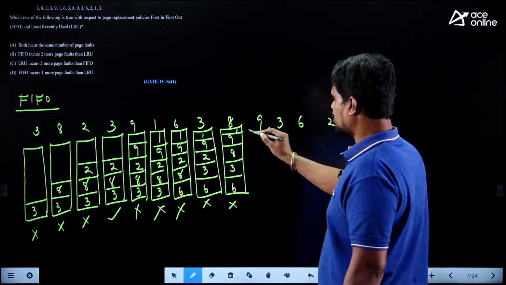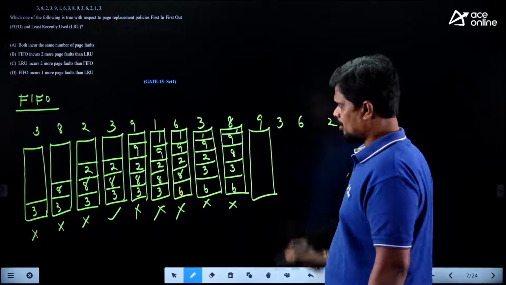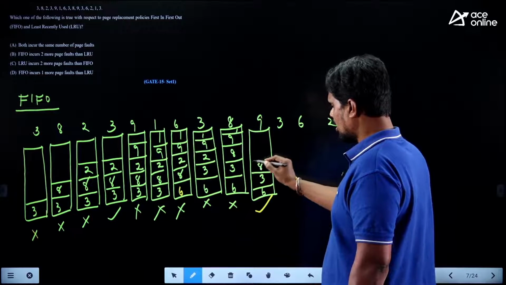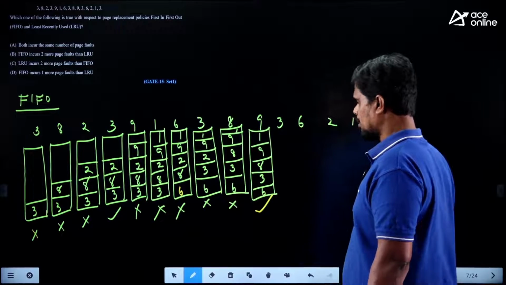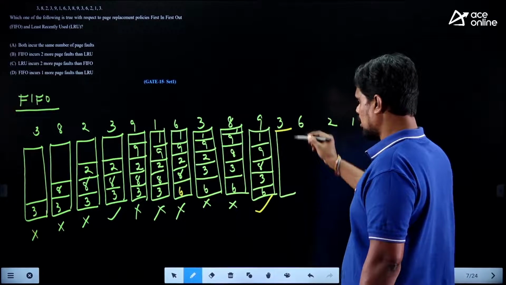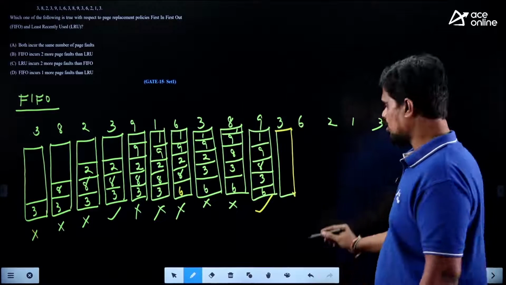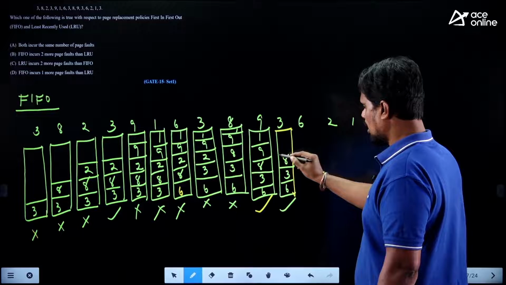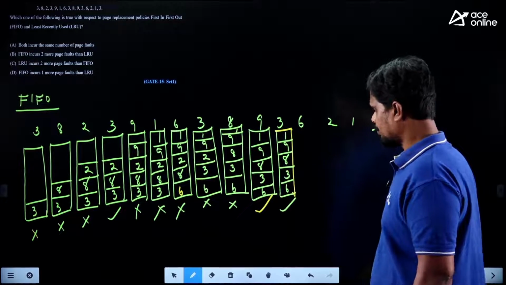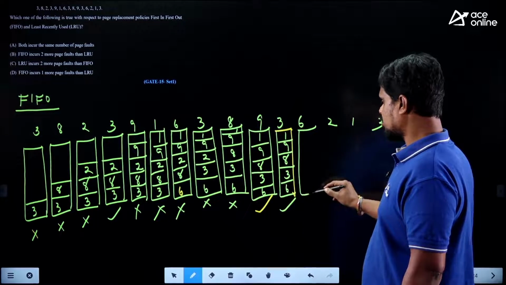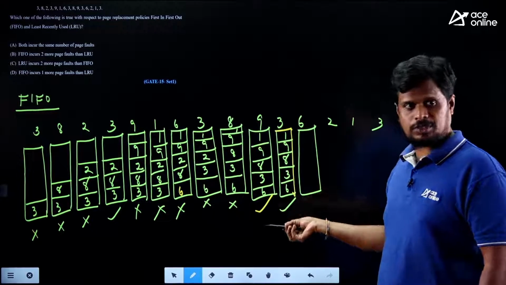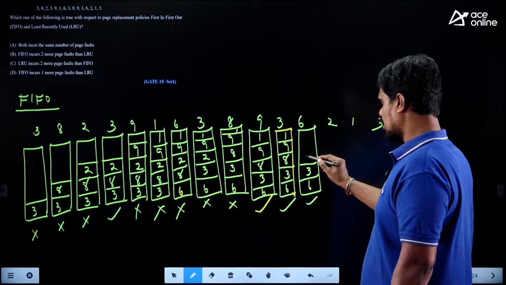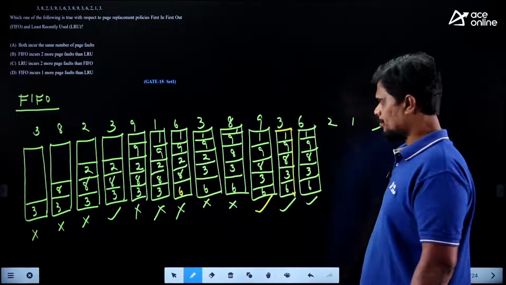Now the CPU is willing to access page 9. Page 9 is already there in the main memory, so it is a hit. So 6, 3, 8, 9, 1. Now the CPU is willing to access page 3. Yes, page 3 is already there in the main memory, which is again a page hit. So 6, 3, 8, 9 and 1. Now the CPU is willing to access page 6. Page 6 is also there in the main memory, which is a page hit. So 6, 3, 8, 9 and 1.